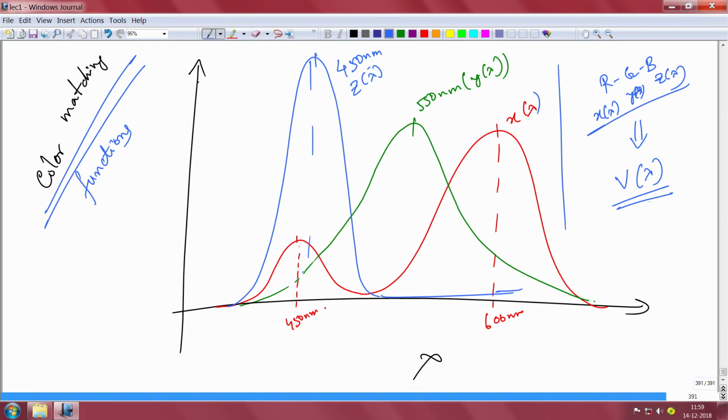So how much fraction of this is needed? For example, the addition of x lambda, y lambda and z lambda has to be equal to 1. So maybe I mix 0.1 of x and 0.2 of y, which means z will be equal to 0.7. If you mix these up, what color will you get? That is called the chromaticity diagram. You can Google what the chromaticity diagram is.